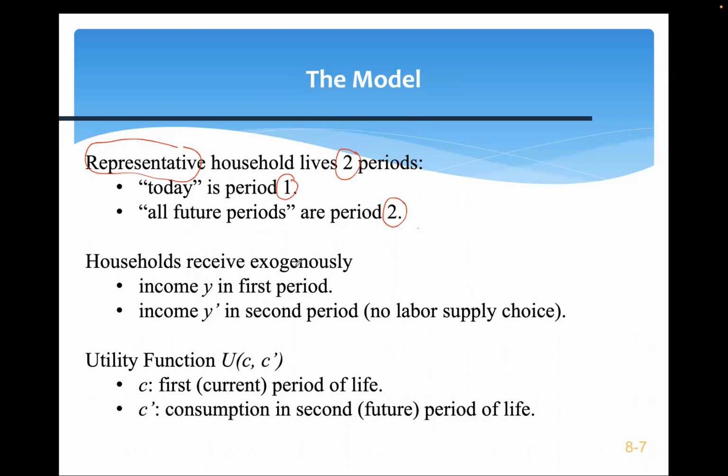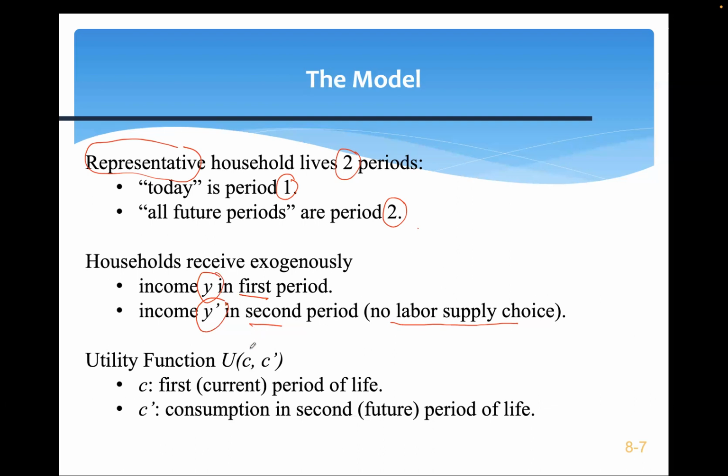Households are going to receive some income exogenously. They're going to receive income Y in the first period, and income Y prime in the second period. But here we just abstract away from the labor leisure choice, like we discussed earlier. Clearly we can incorporate the labor leisure choice into this framework.